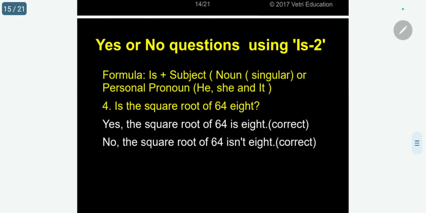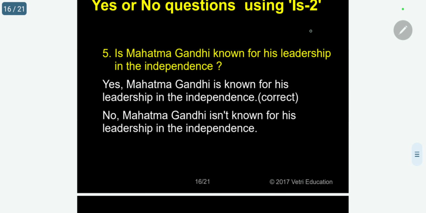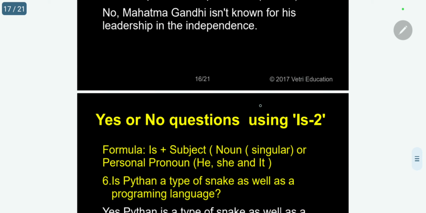Kindly follow. The question number 5. Is Mahatma Gandhi known for his leadership in the independence? First one, answer. Yes, Mahatma Gandhi is known for his leadership in the independence. Correct. If it is not correct, we have to give no. Mahatma Gandhi isn't known for his leadership in the independence. So answer yes is the correct answer.